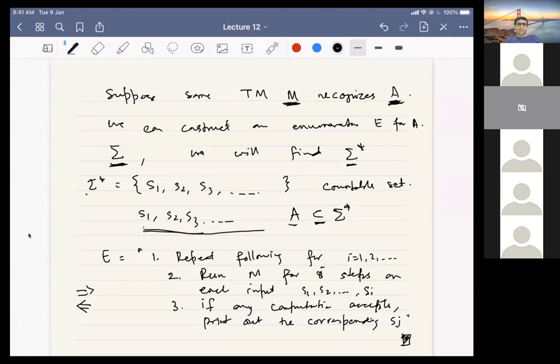Any question? Sir, in the third part, you wrote print out the corresponding SJ. What is SJ? SJ is the one that is coming from here. Since I use I here, I have to use a different substring. I'm not sure which one will be accepted.